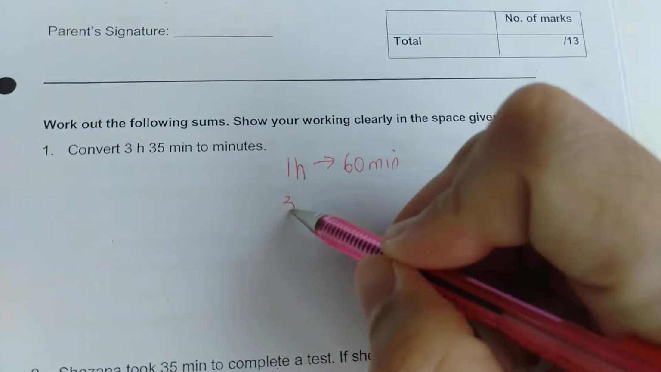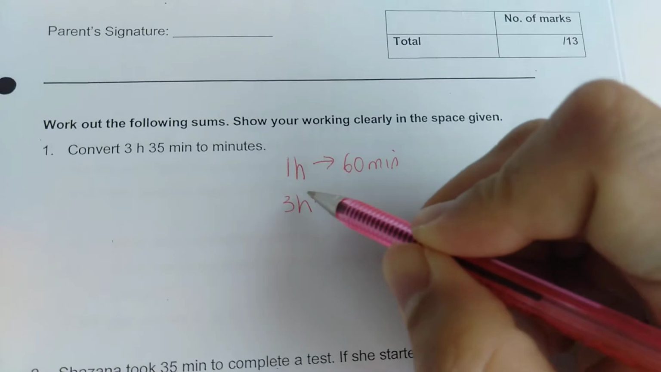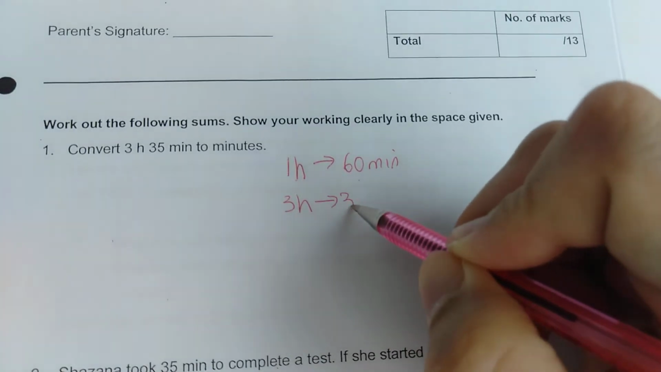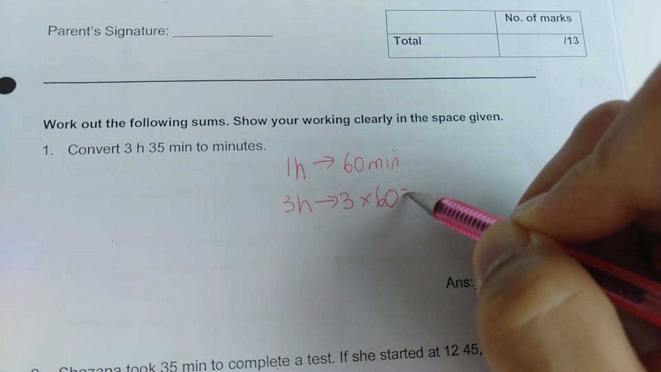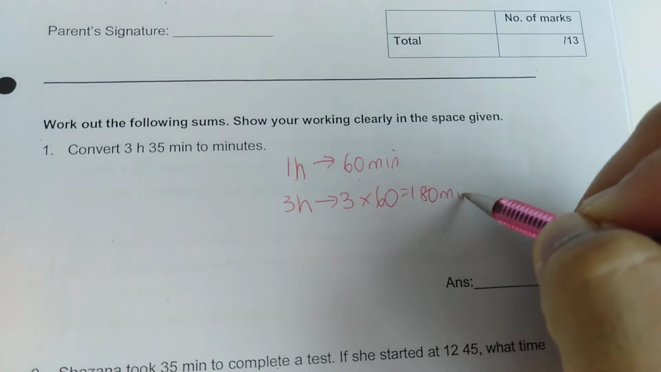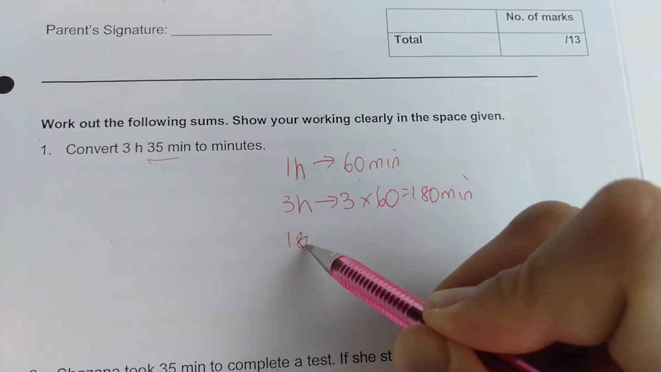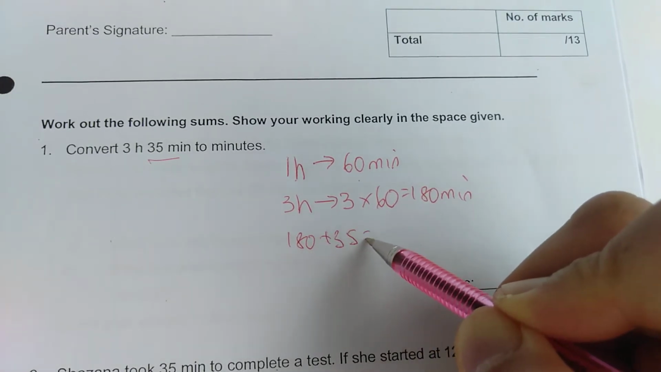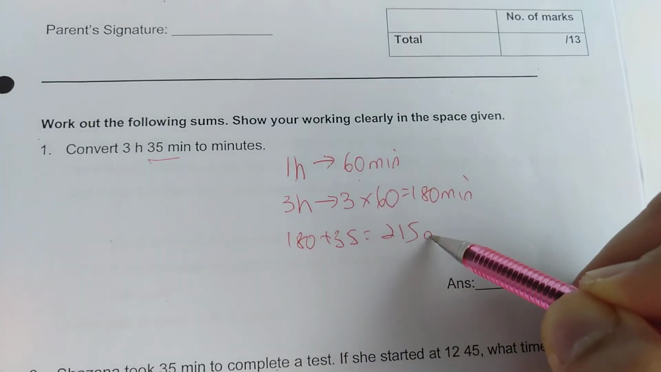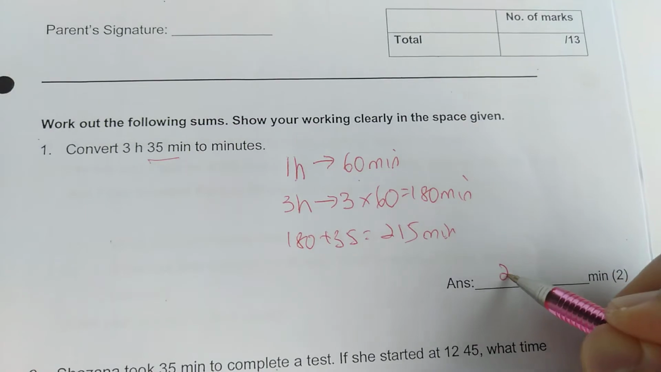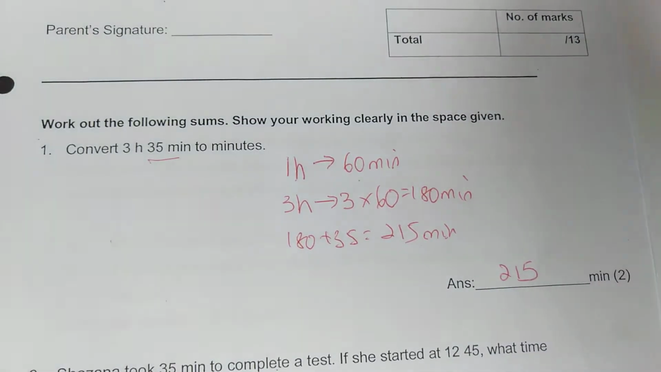You're supposed to convert all this to minutes. Let's convert 3 hours first. So 1 hour is 60 minutes. 3 hours will be 3 times 60. That's 180 minutes. Now, you need to add in this 35. So 180 plus 35 will be 215 minutes. And that is the answer, 215.